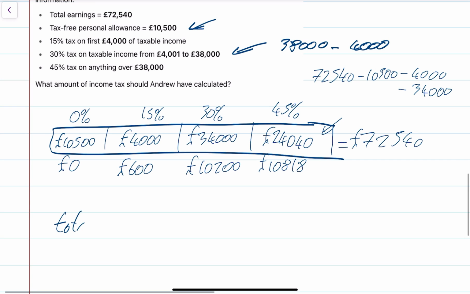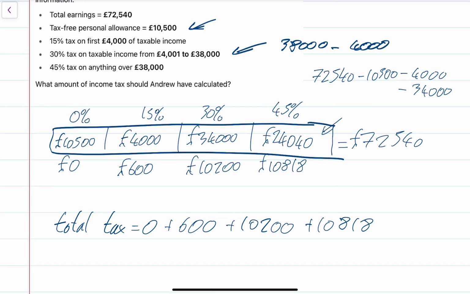Okay, what income tax? His total tax then is 0 plus 600 plus 10,200 plus 10,818. And we just add those up on the calculator and see what you get. And when I got that, I got £21,618. So he's earned a lot of money. He's also paid an awful lot of tax.